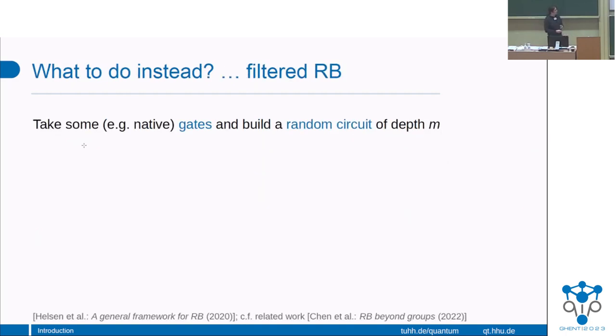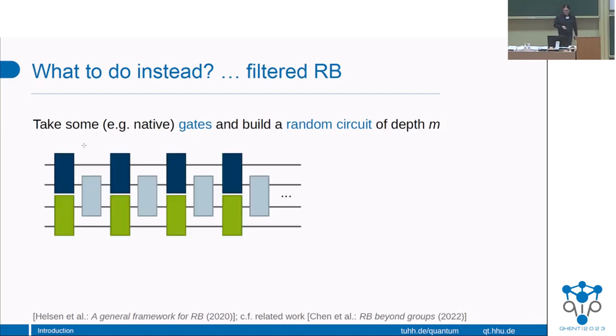So what could we do instead? What we propose is a protocol that we call filtered randomized benchmarking. And here we take kind of a pragmatic approach. For your device, you have some native gates, you would like to use them. So build a random circuit out of them. For instance, you could do a brickwork circuit like depicted here. And then you increase the number of layers that you want to do in the circuit. In the end, just do a basis measurement, no inversion.